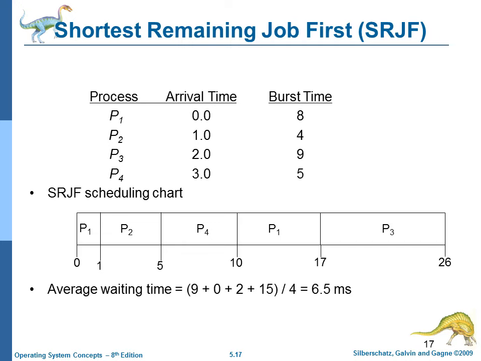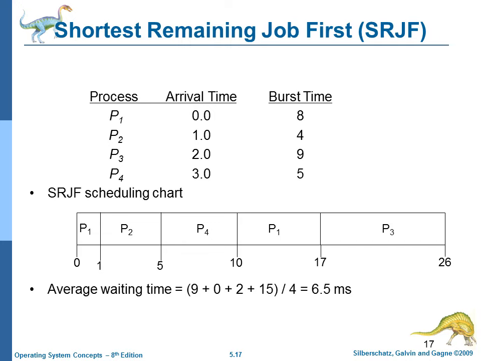If we calculate the average waiting time for the 4 processes, the waiting time for process number 1 is 10 minus 1, which is equal to 9. The waiting time for process number 2 is 0, because process number 2 arrives at time equal 1 and starts executing at time equal 1 also. So the waiting time for process number 2 is 0.